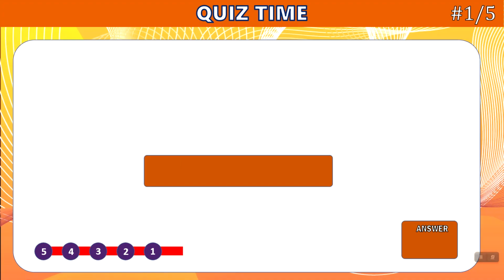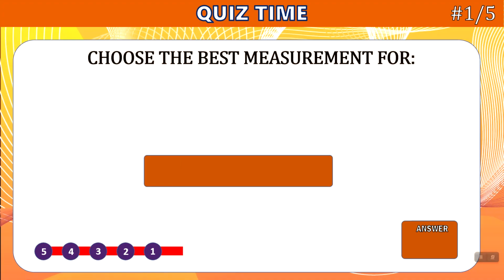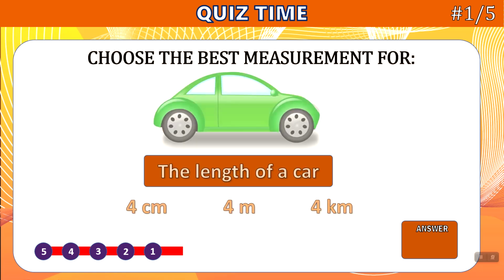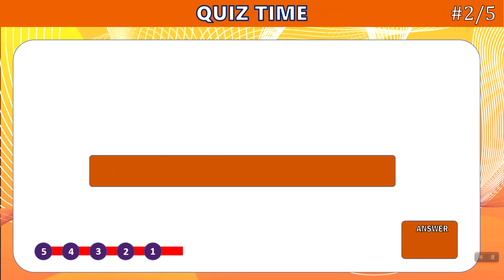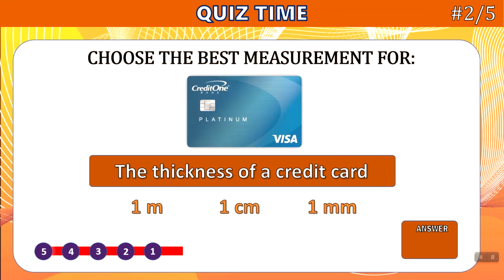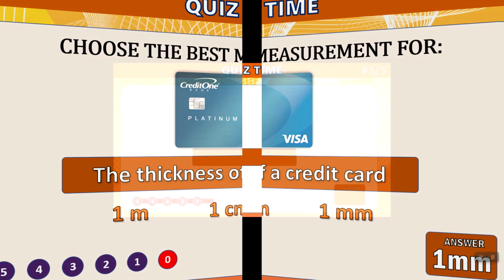And now it's quiz time. Choose the best measurement for the following. The length of a car. Time's up. The answer is 4 meters. Question 2. Choose the best measurement for the thickness of a credit card. Time's up. The answer is 1 millimeter. Credit cards are very thin, and so 1 millimeter is the best choice.